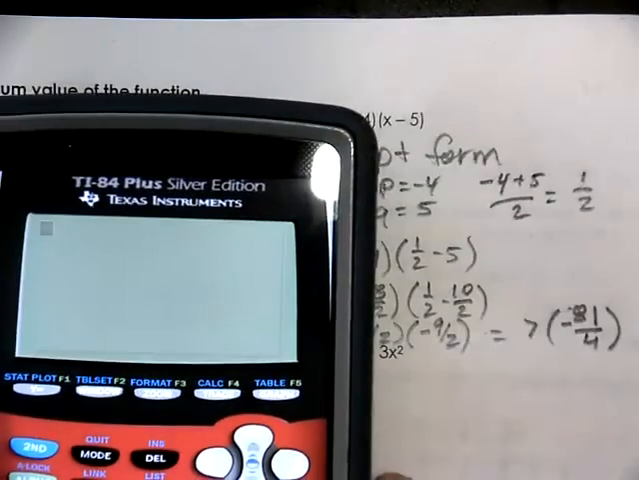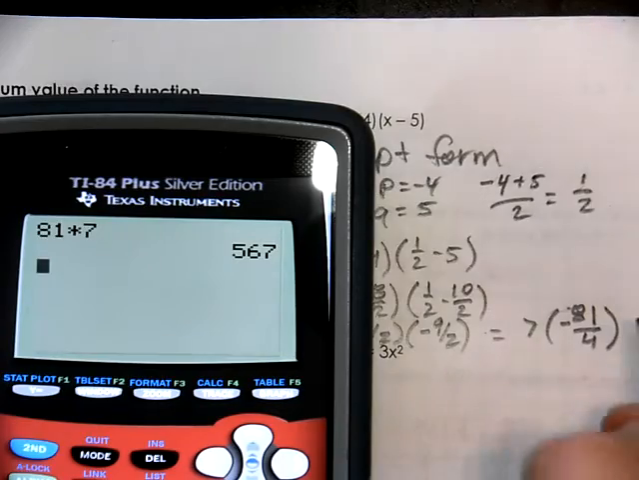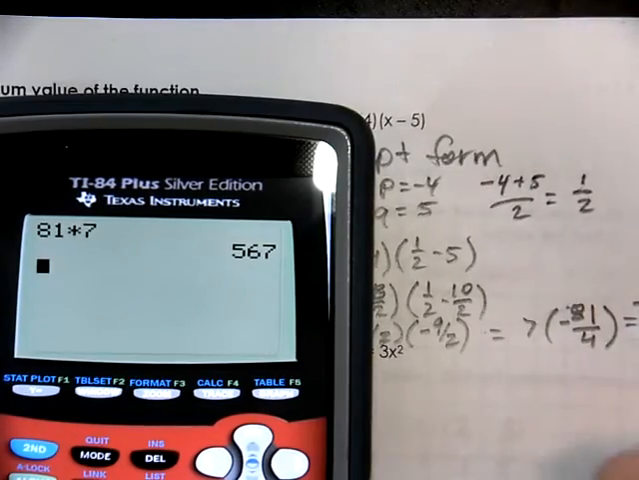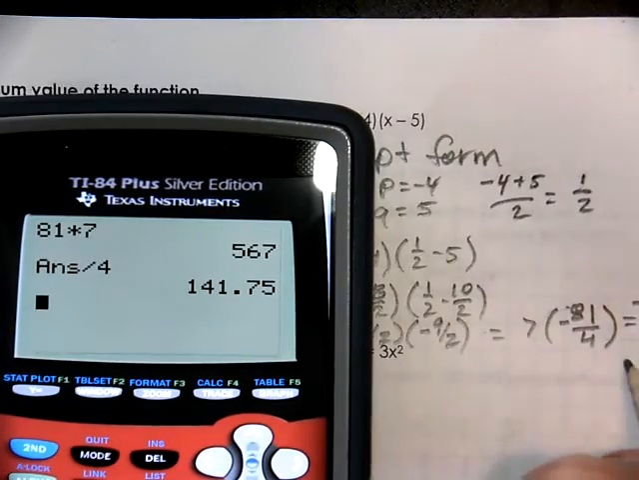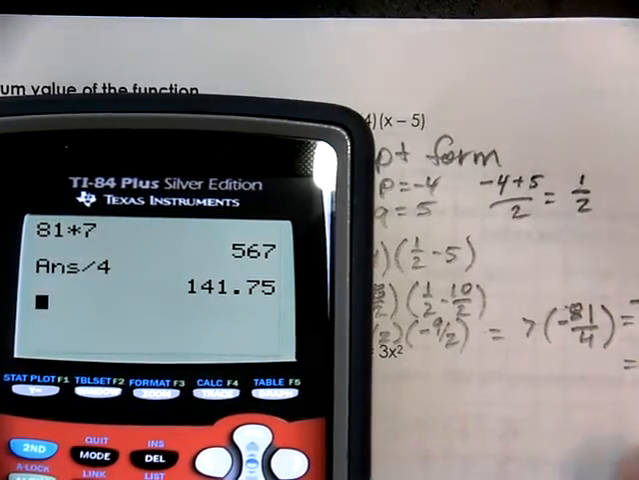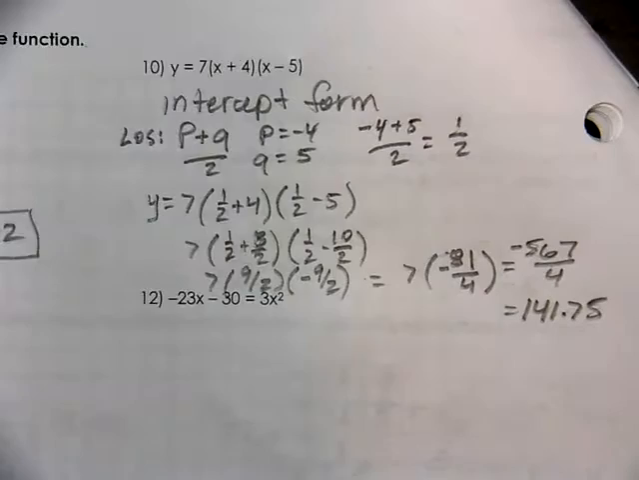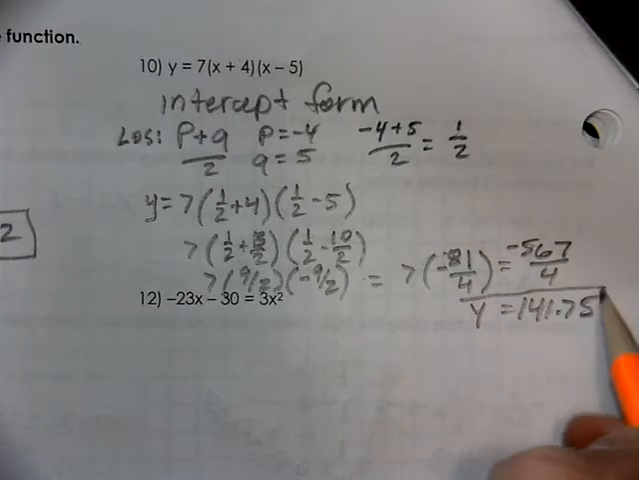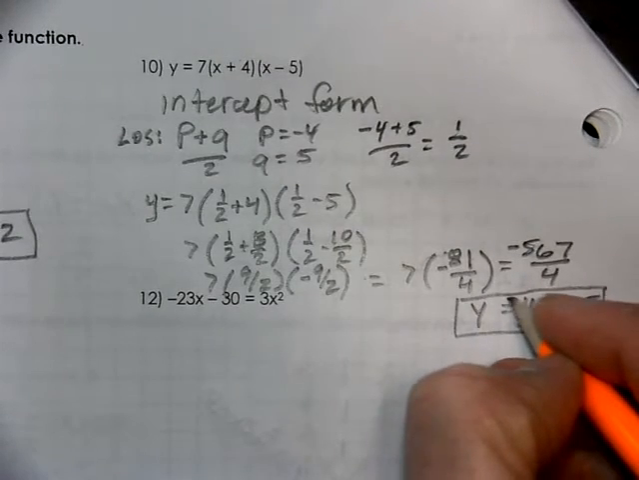And then for us to multiply the 81 times the 7 gives us 567, negative 567 over 4. So divide that by 4 and we're going to get our 141.75. That's our y value. And that would have to be negative, of course.